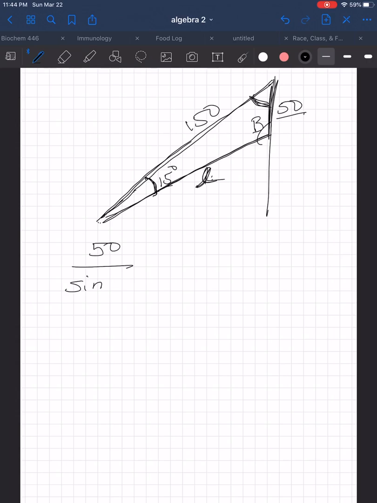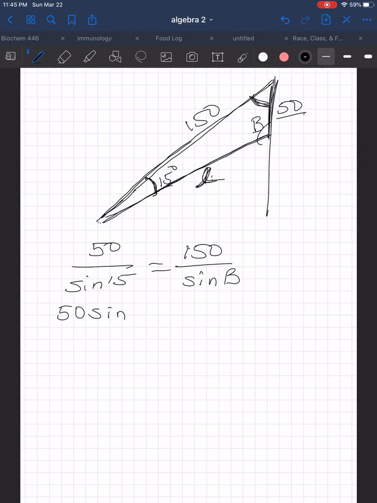So we can say 50 over the sine of 15 is equal to 150 over the sine of B. All right, now you look at angle B. Now you tell me, is that an acute angle or an obtuse angle? It has to be obtuse. There's no way that those two cables would be connected and this would be an acute angle right here. It just would never work. So just keep in mind that we know our answer has to be an obtuse angle.